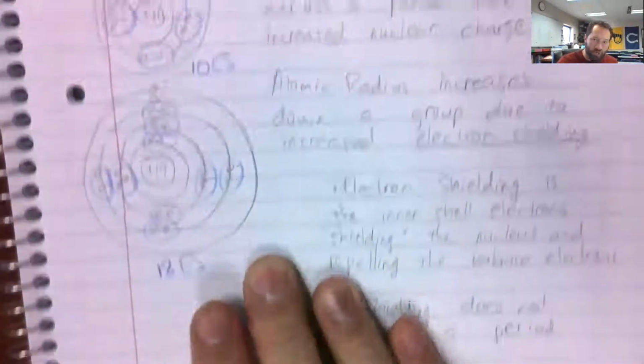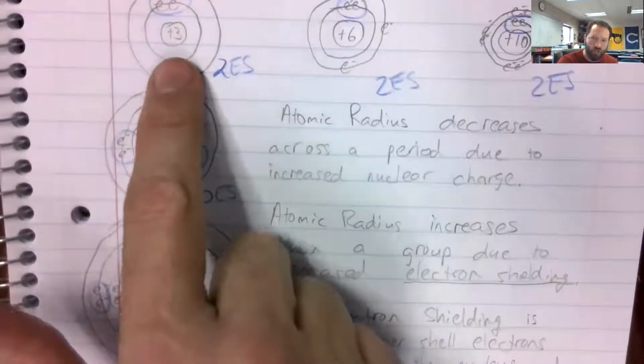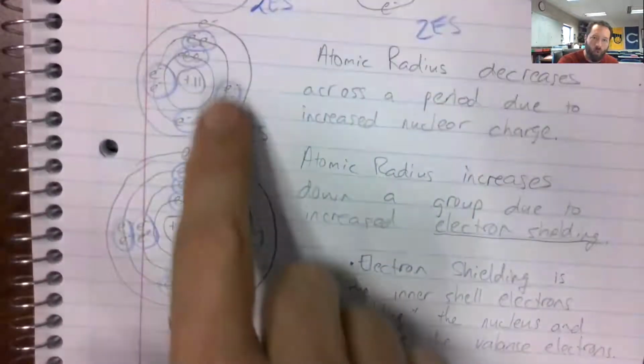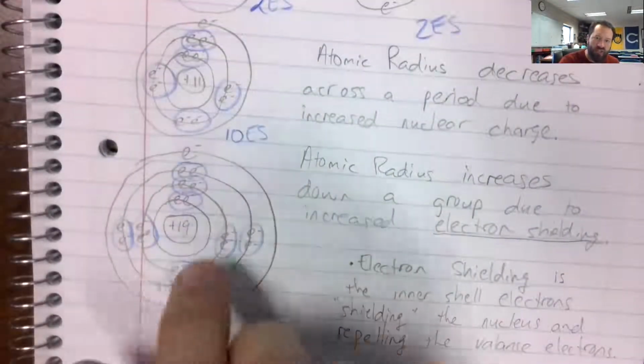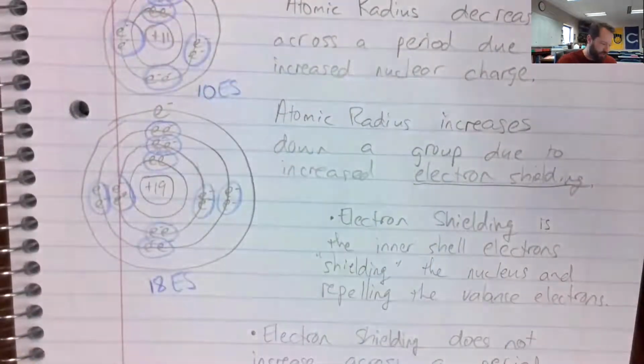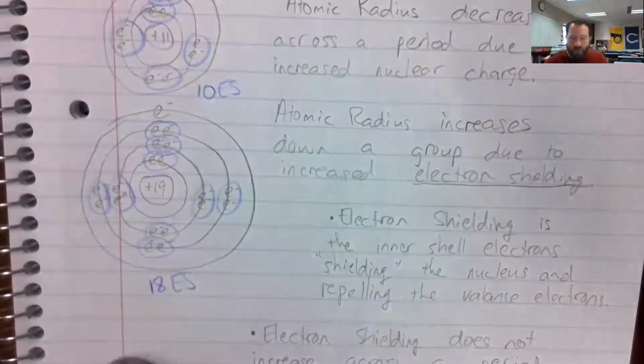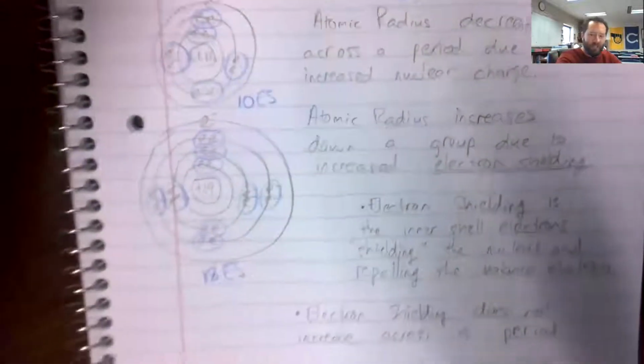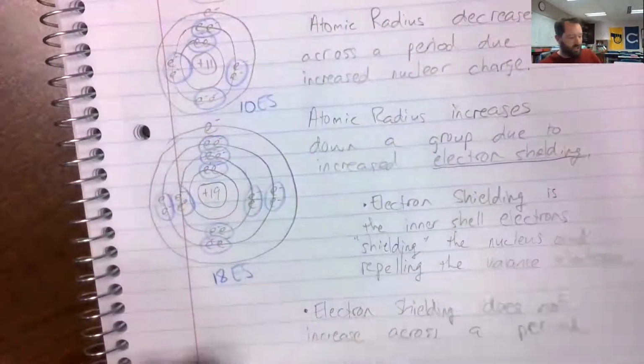But once we start going down the group, yes, we might have a greater nuclear charge, but we've also got more inner shell electrons that are shielding that nucleus from the outside electrons. So those two things are working together to give us the trends that we see on the periodic table.